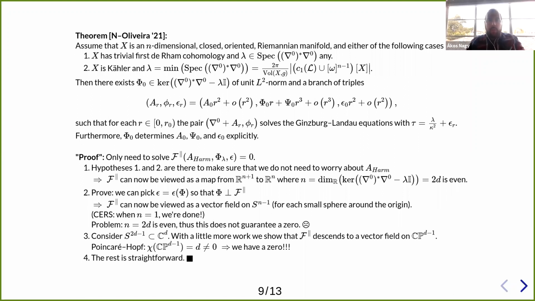All right, so this part 3 proved the existence of the branch. Well, there's a little bit extra work there, but basically we have that. Or I think you can see that. And the rest, by rest I mean computing explicit formulas for A null, psi null, and epsilon null, is more straightforward.